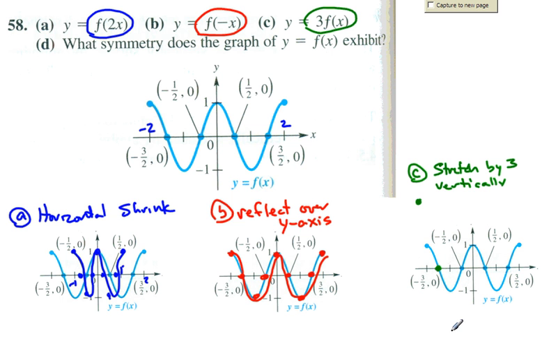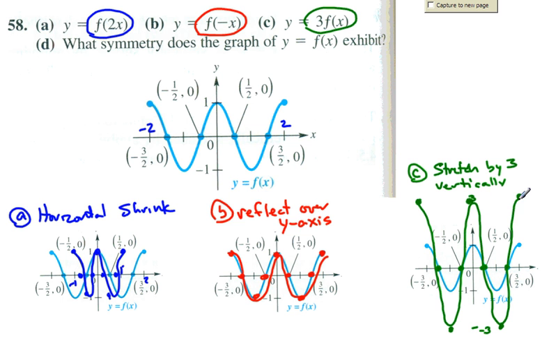Down here at negative 1 is going to go all the way down here to negative 3. So that's at negative 3. This is at 3. The one at 0 stays. This one goes up to 3. At 0 stays. This one goes down to negative 3. Stays at 0. This one goes all the way up to 3. And when we connect these, you can see that this is my new graph.